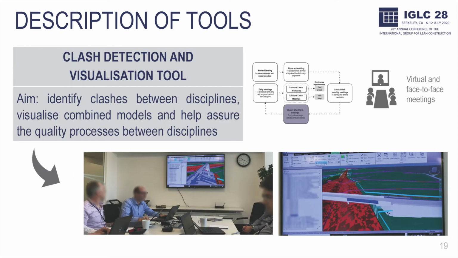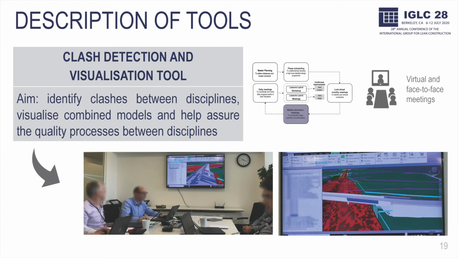The clash detection and visualization tool is used in weekly design coordination meetings. This tool is used to create a federated model, identify clashes between disciplines, visualize combined models, and help to assure the quality process between disciplines.